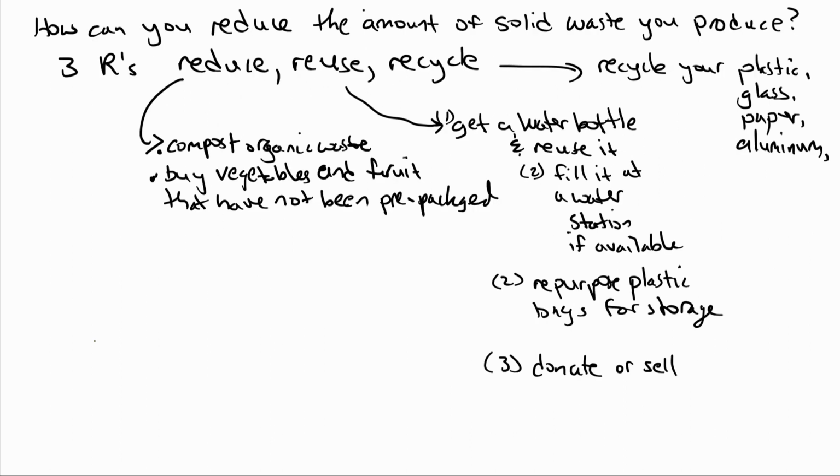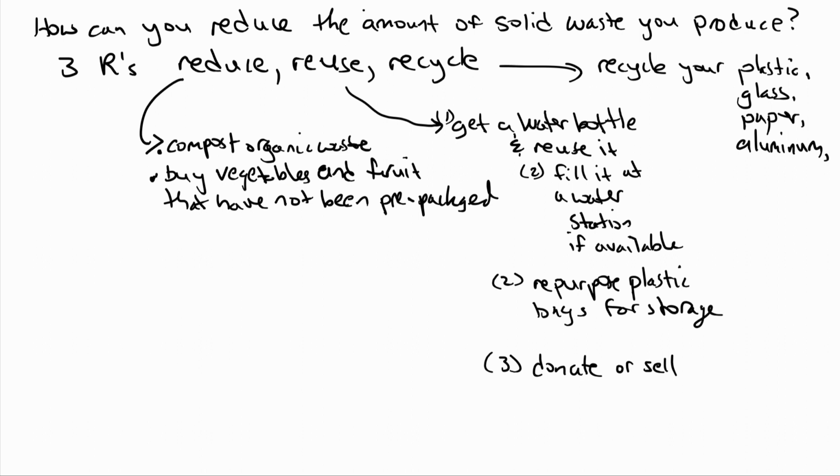How can you reduce the amount of solid waste you personally produce? The Merit Badge pamphlet presents the 3 R's: reduce, reuse, and recycle. So reduce means reduce the amount of waste that you're putting out, by composting your waste, and buying your produce and the things that you need for day-to-day that haven't been prepackaged. So don't buy vegetables that are in a plastic container at the store. Buy them just as vegetables and take them home.